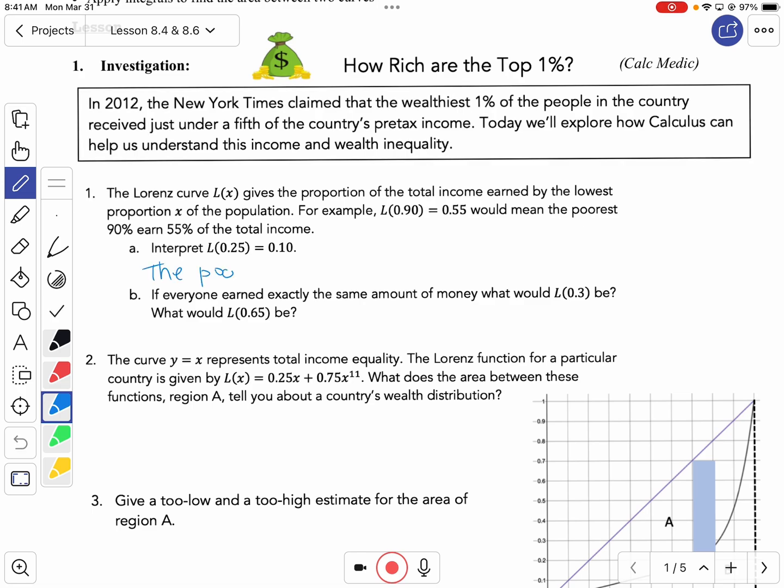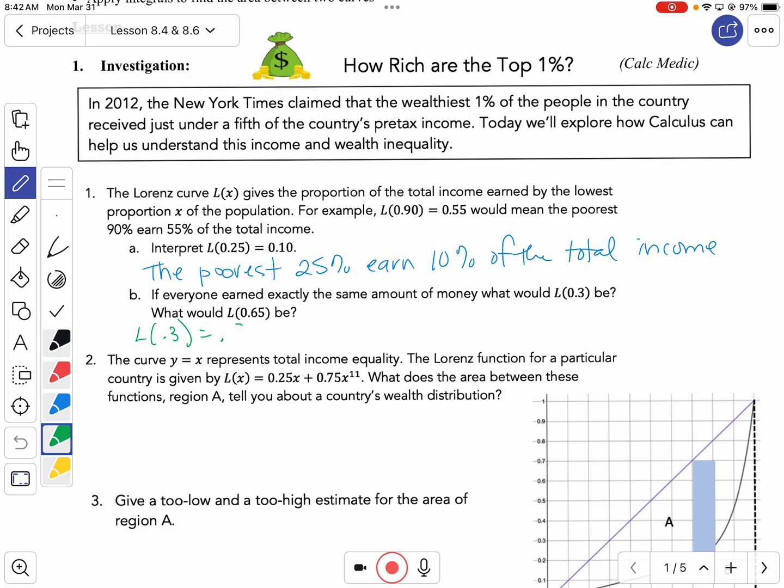All right, so the poorest 25% earn 10% of the total income. Okay, so if everyone earned exactly the same amount of money, what would L at 0.3 be? Yeah, it'd be 30%, 0.3. So they'd be equal to each other. L of 0.65 would equal 0.65. Okay, so that's all that's saying.